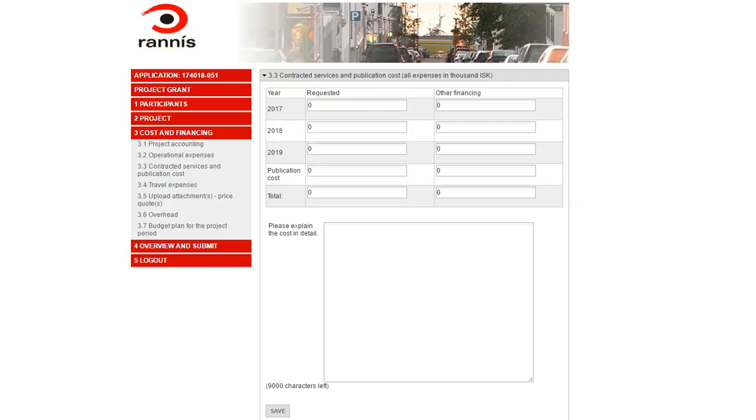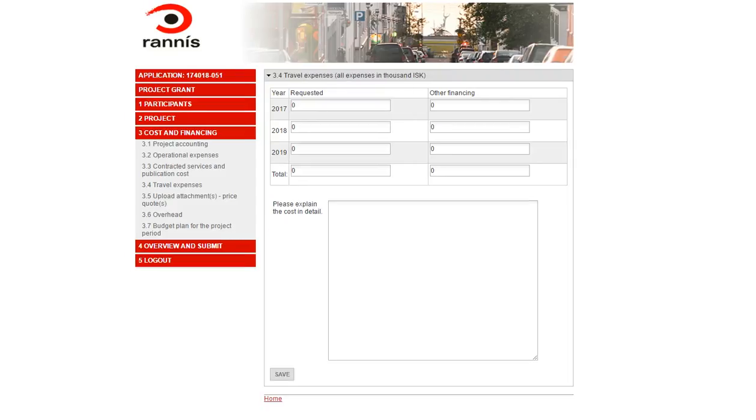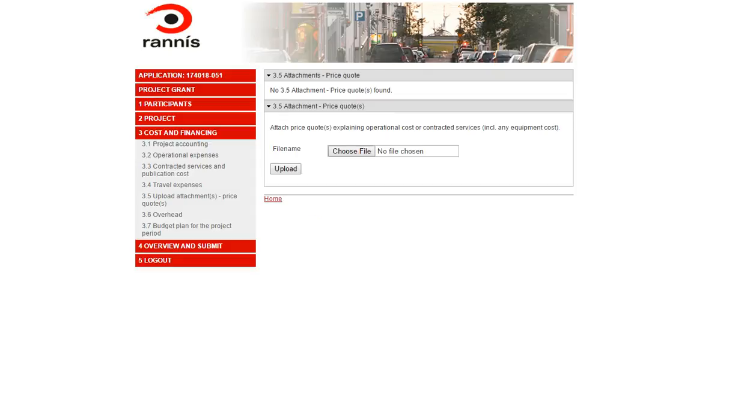Contracted services and their relation to the proposed activities must be justified in detail, and price quotes must be uploaded in Section 3.5 when appropriate. No overhead expenses can be claimed for on contracted services. In Section 3.4, you enter travel costs associated with the project. In Section 3.5, you upload all relevant price quotes.